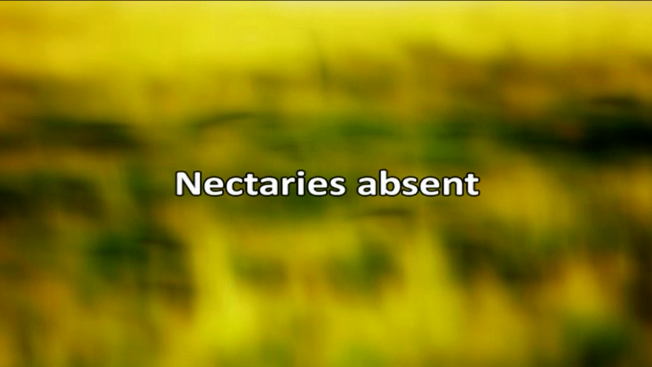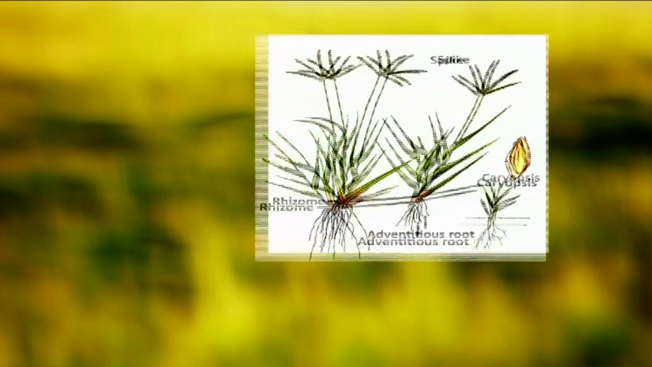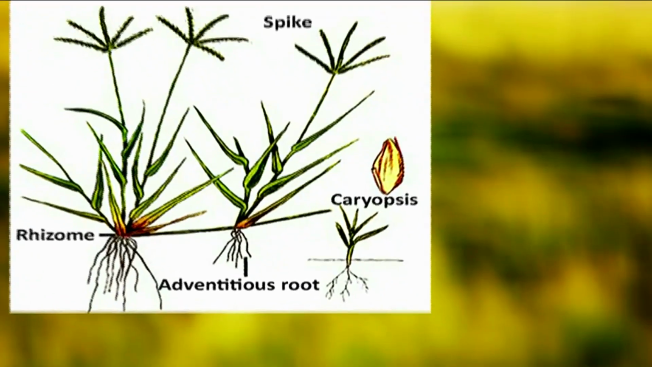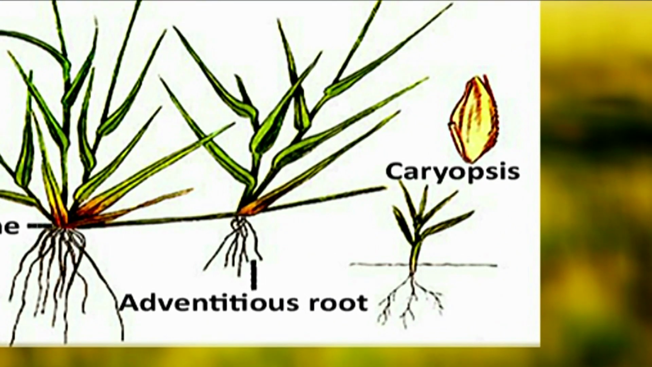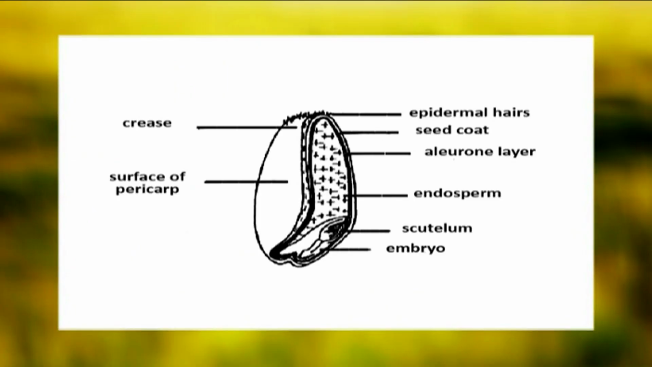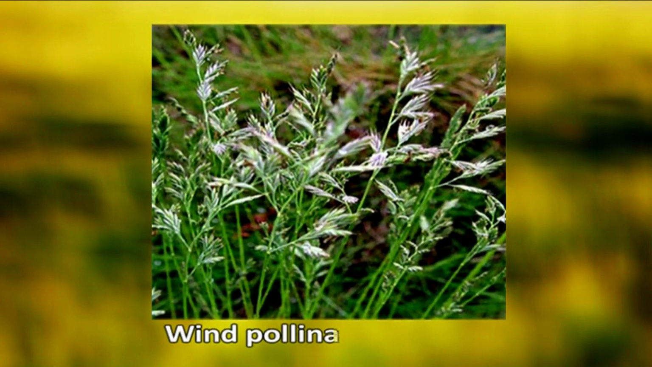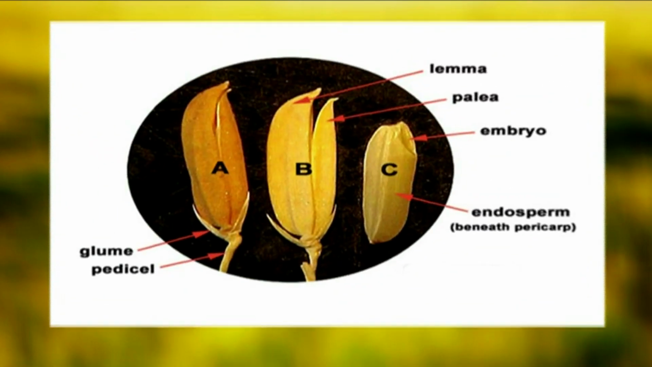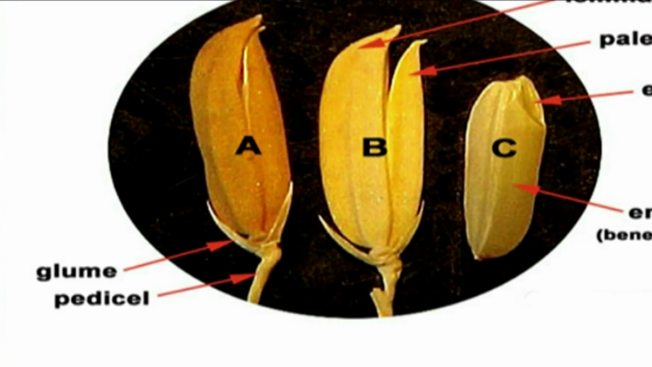Nectaries are here absent. Now the fruit. Fruit is here a single-seeded caryopsis, wherein the fruit wall is fused to the seed. Seeds are endospermic, and the embryo is with a highly modified cotyledon, known as scutellum, that is lateral in position. The flowers of Poaceae are wind-pollinated, and the fruit, known as caryopsis, is often associated with parts of the spikelet for its dispersal.